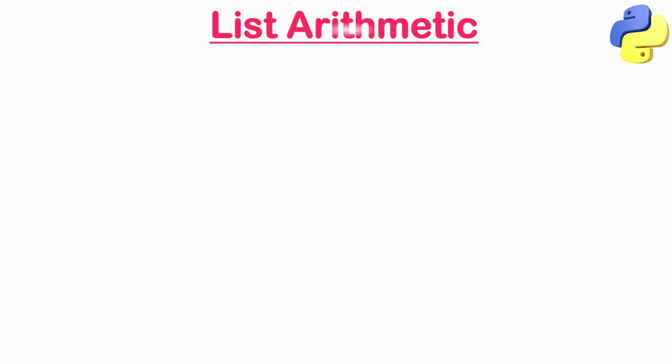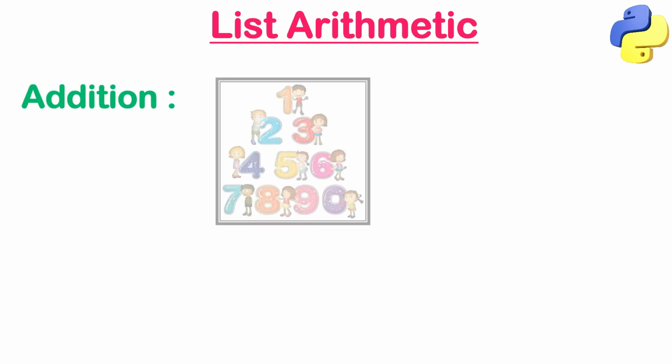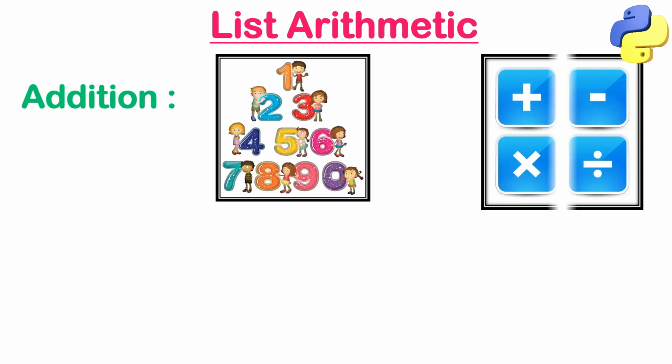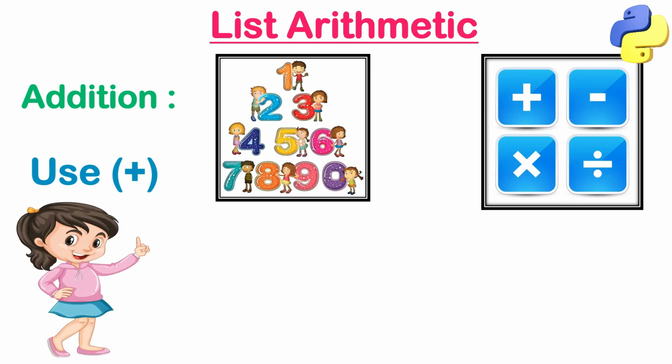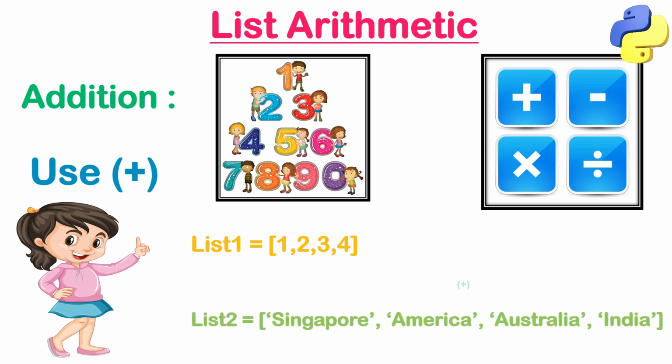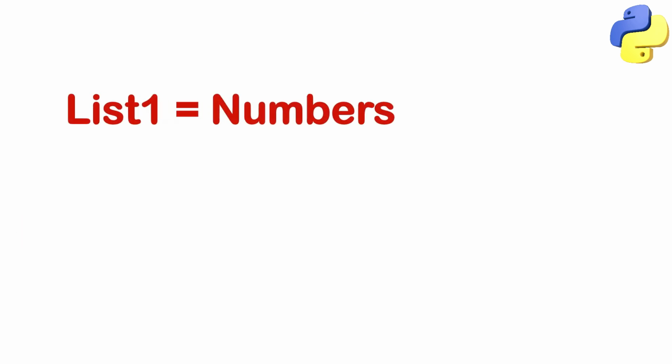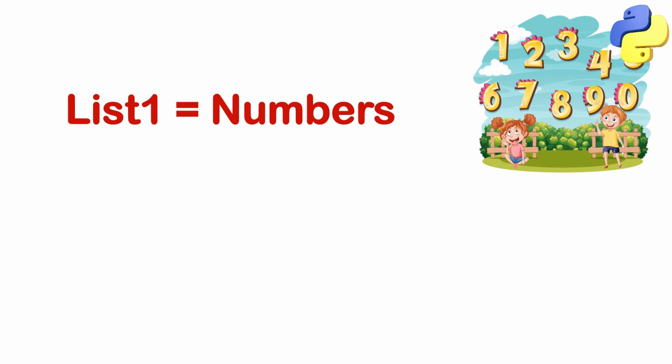We will now see the list arithmetic. We can join lists by adding them, just like adding numbers using a plus sign. For example, suppose we have two lists. List 1 containing the numbers 1 through 4 and list 2 containing some words. We can add them using the print statement with the plus sign like this.